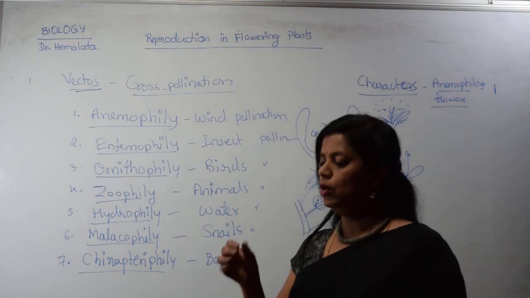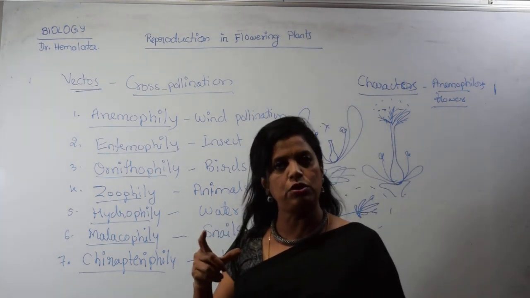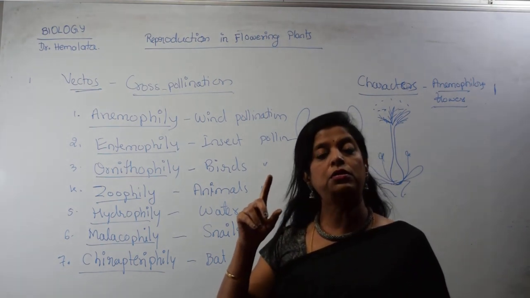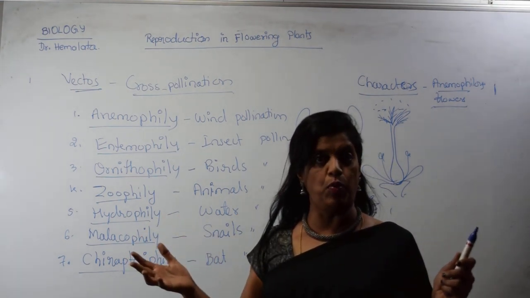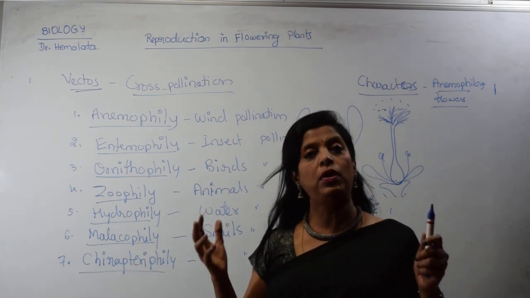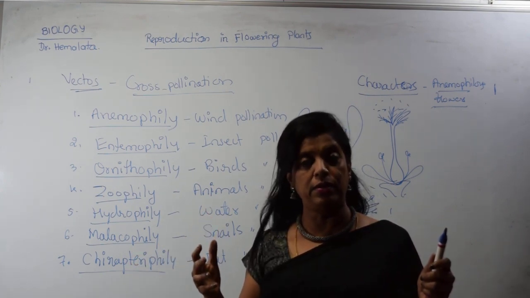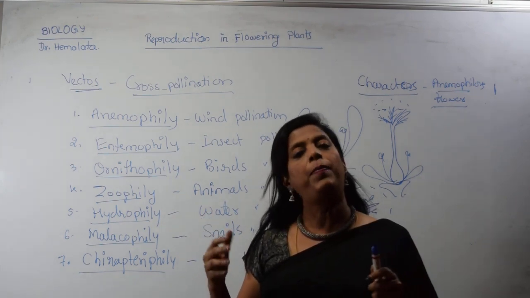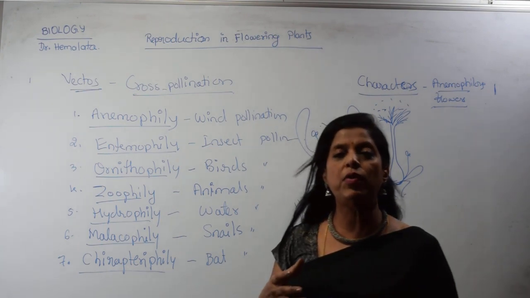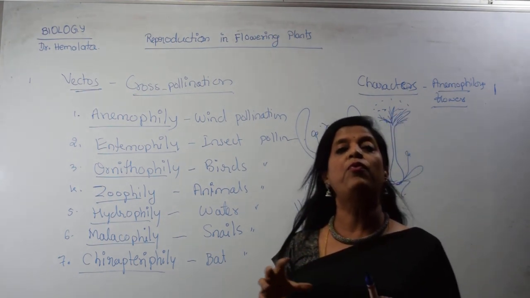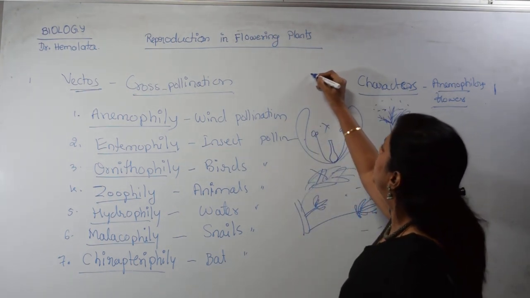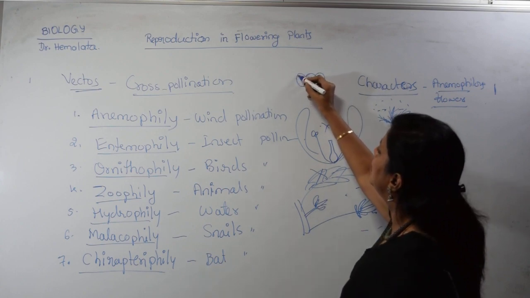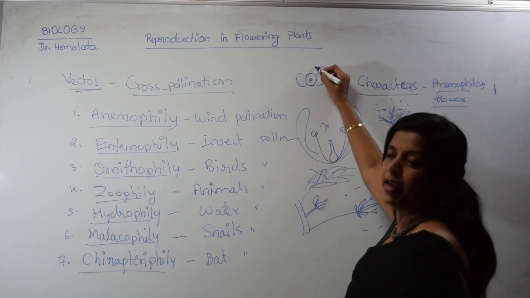So what all I told you: flowers should have a longer stalk, stigma should be exposed, anthers should produce a large number of pollen grains, then pollen grains must be light in weight, they should be dry and non-sticky. Apart from that, one more thing you can think: some of the pollen grains will have some wings around them, right? Suppose this is the pollen grain, sometimes they will have some wing-like things here. This will help in flying in air.